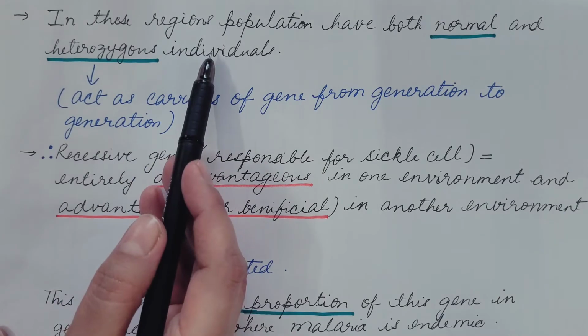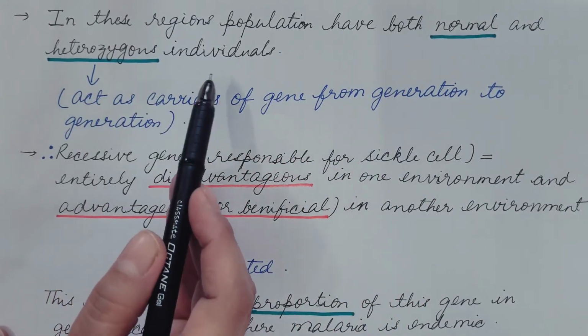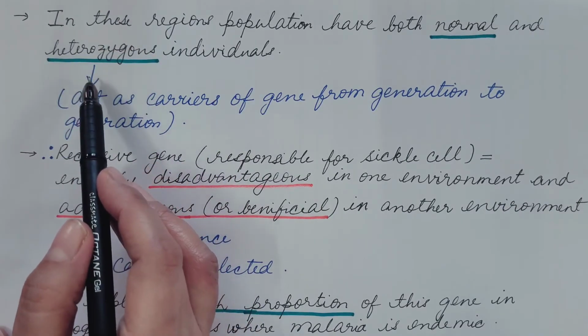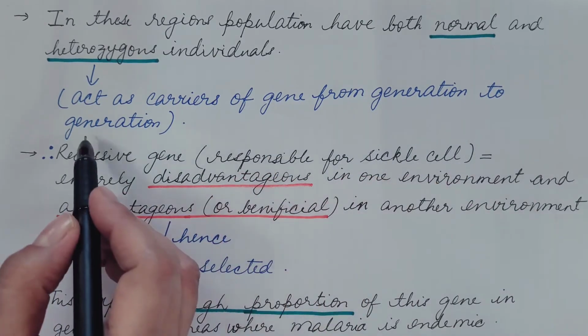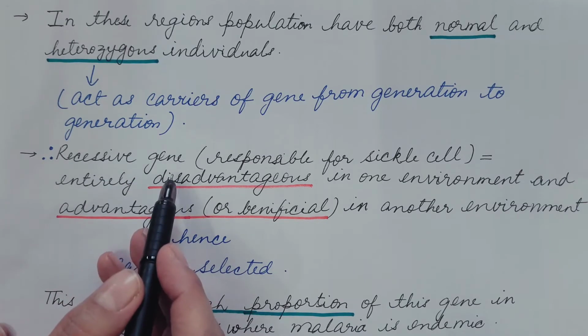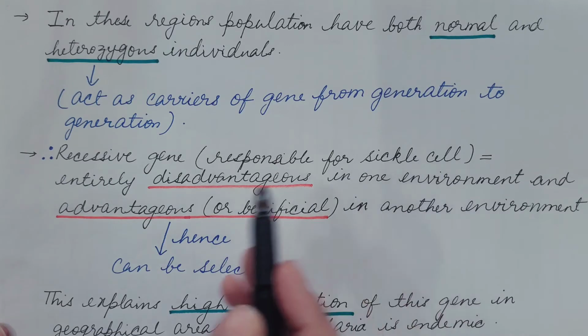In these regions, the population has both normal and heterozygous individuals. These heterozygous individuals act as carriers of the gene for sickle cell anemia from generation to generation, and these are recessive genes which are responsible for sickle cell anemia.